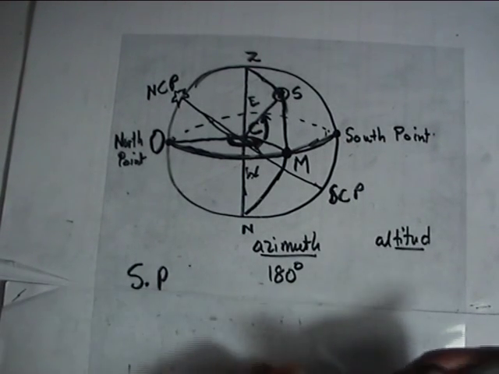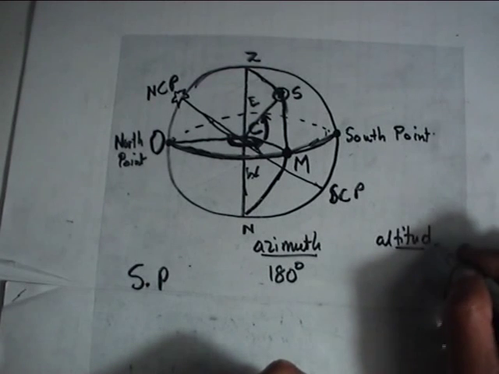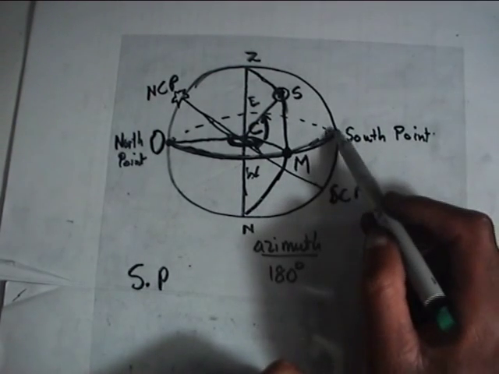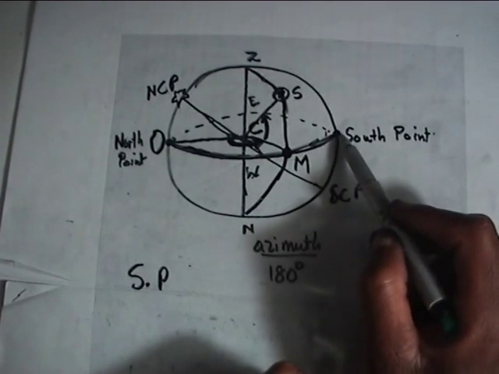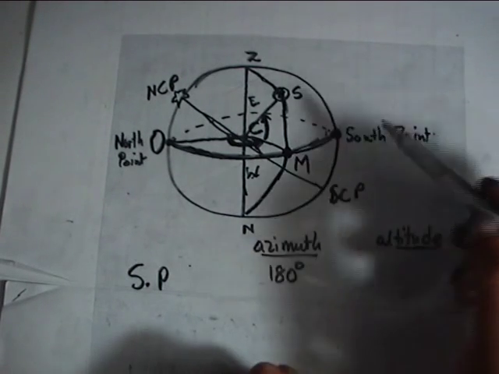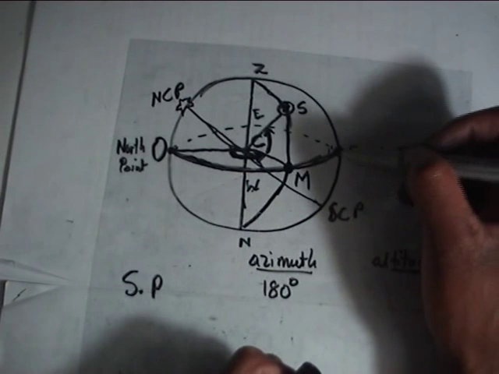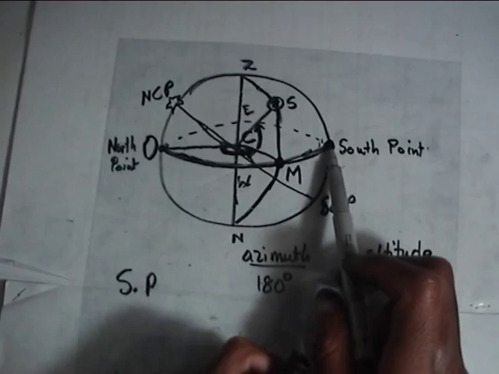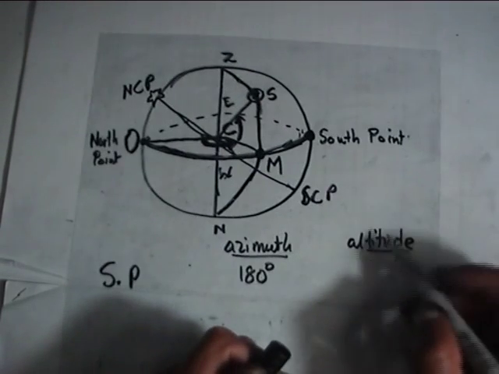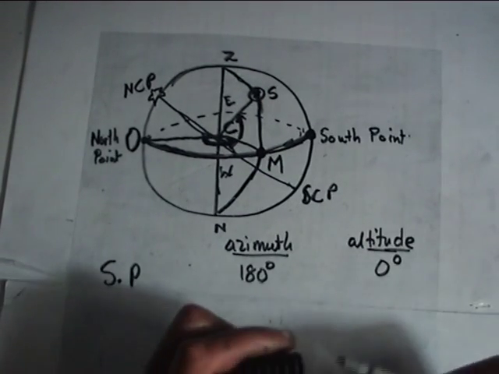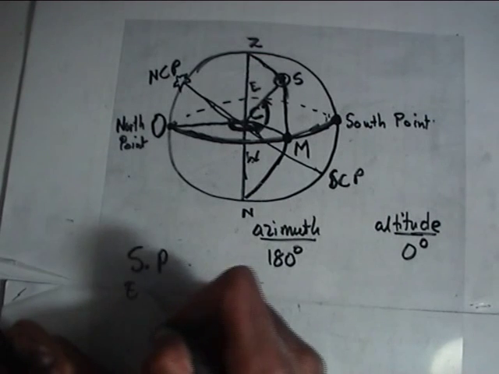In the altitude, it is the measure of angle above the horizon. But can you see, the south point is actually defined as where the celestial meridian cuts the horizon. So it's an intersection between the celestial meridian and the horizon. Intersection basically means this south point also lies on the horizon. So the altitude will be 0 degrees. Then the east point.